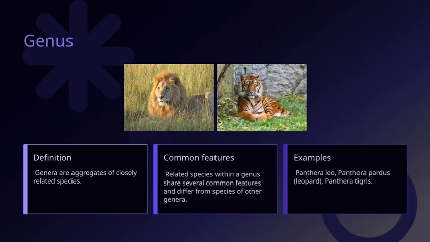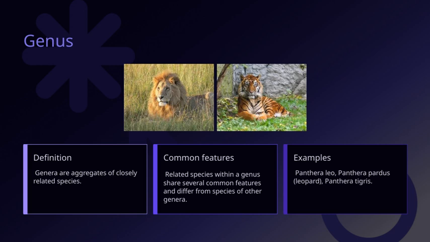Let's look at some specific examples of species within the genus Panthera, such as Panthera leo, which is the lion, Panthera pardus, the leopard, and Panthera tigris, the tiger. These examples help illustrate a key point. Related species within a genus share several common features, which set them apart from species in other genera. The idea is that genera are essentially groups of closely related species that have evolved from a common ancestor. They share many characteristics, but each species also has unique traits that distinguish it from the others.